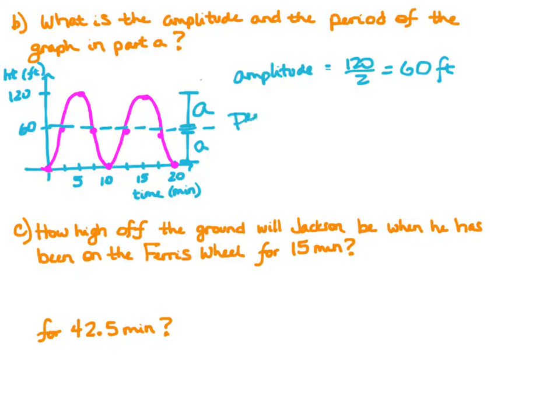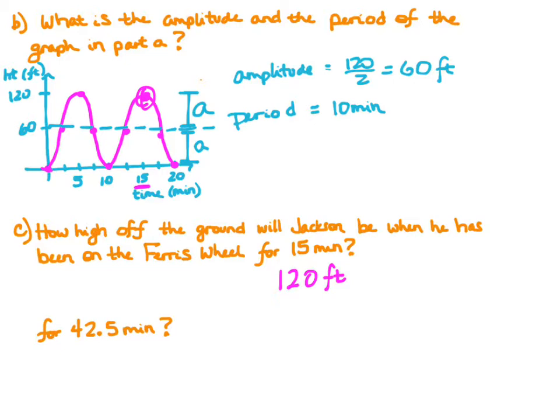The period of the graph is the amount of time that it takes to complete one cycle, and in this scenario, that time is 10 minutes. All right, next up, the question asks, how high off the ground will Jackson be when he has been on the Ferris wheel for 15 minutes? Now, for this first one, we can just look on our graph and we can see that at 15, that's the top of a cycle around the Ferris wheel. And so, of course, he's going to be up here at this highest value at 120 feet.